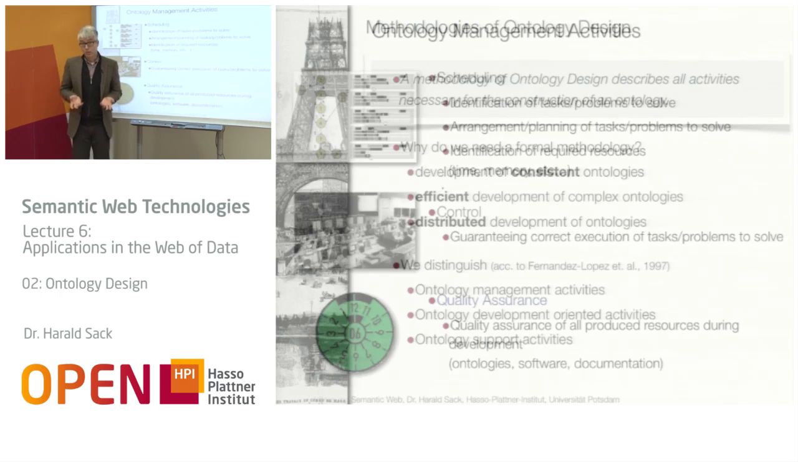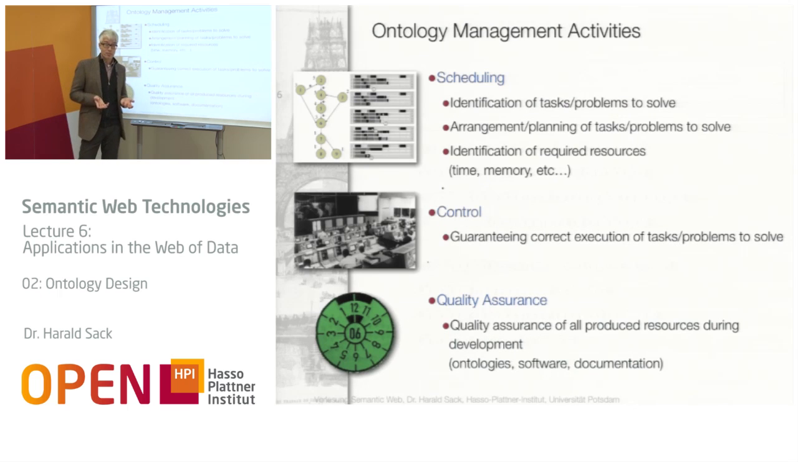Okay, let's start with the ontology management activities. Scheduling is the first important thing. Of course, we have to identify all tasks, all problems that have to be solved when we want to develop a new ontology. And therefore, of course, we have to arrange and to plan all these tasks and problems that have to be solved. And to do this, we have to identify all required resources in terms of time, of money, of memory, of infrastructure, and so on. So scheduling is a very important management activity.